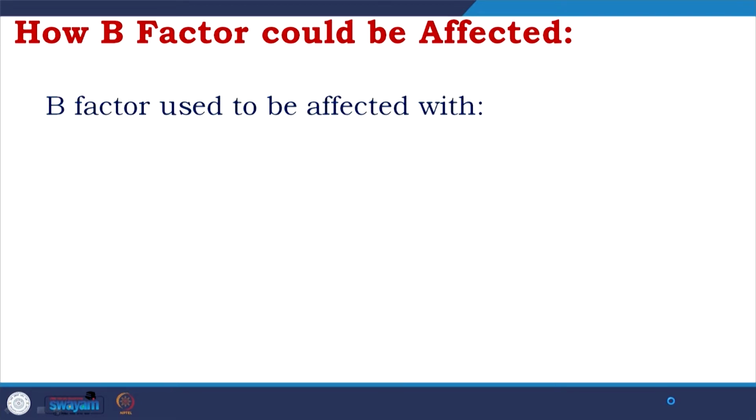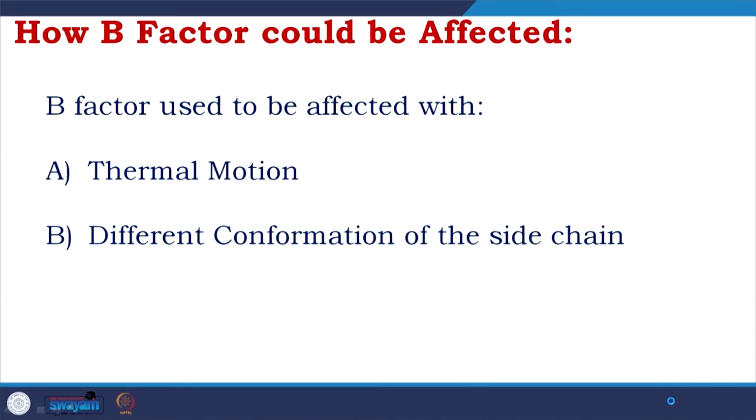How could the B factor be affected? B factor is affected by thermal motion, which I have already discussed, because with increasing thermal motion there is flexibility. When there is flexibility, the X-ray is hitting this position one time, another position another time, resulting in low or poor electron density. Another factor is different conformations of the side chain. If the side chain conformation is different, then it would automatically fluctuate between the A conformer and the B conformer, hence having a motion.